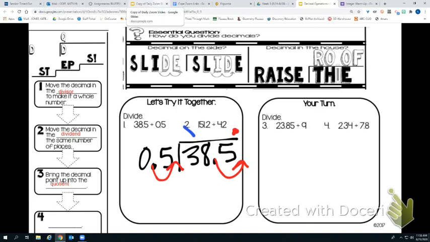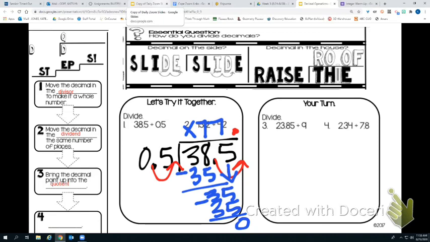So 5 can't go into 3, but 5 can go into 38 7 times, which is 35, and we subtract that, bring down our 5, so now we have 35 divided by 5 again, which is another 7, and then we have nothing left, so we're done dividing. So the correct solution for the first one should be 77.